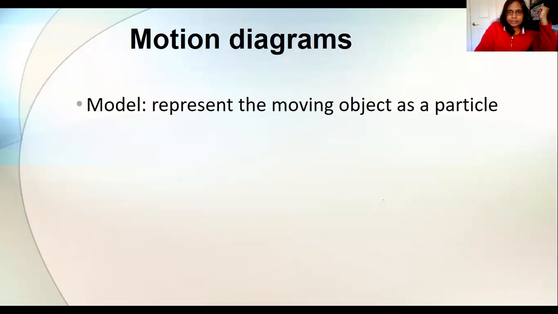Let's learn about motion diagrams and then do some questions so we have enough time to complete the questions. Motion diagrams are a really important tool for analyzing the motion of objects. In the early ages, Aristotle and Galileo did this: they drew the motion diagrams of things.